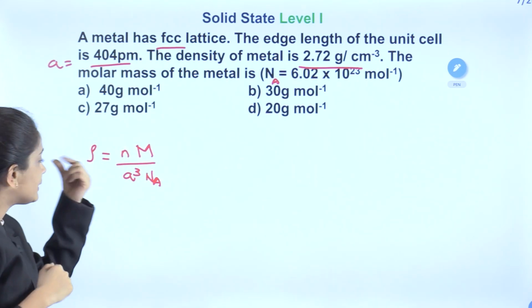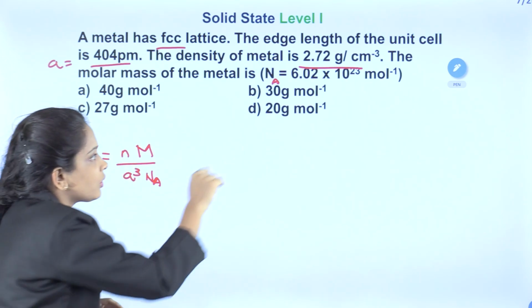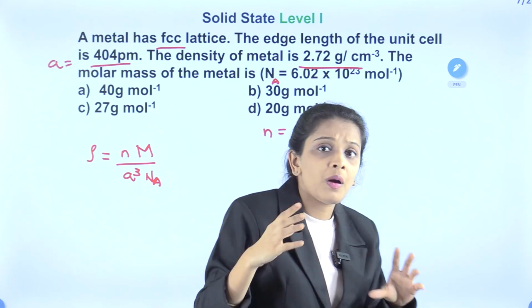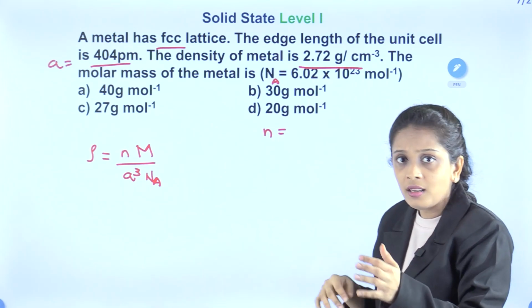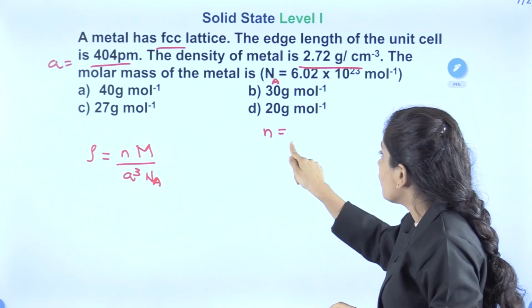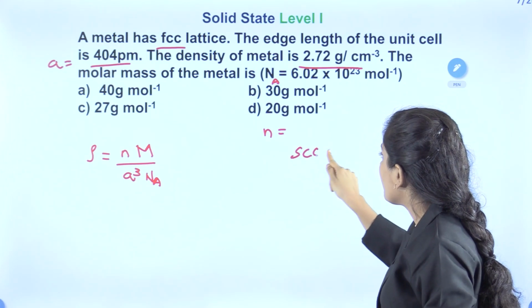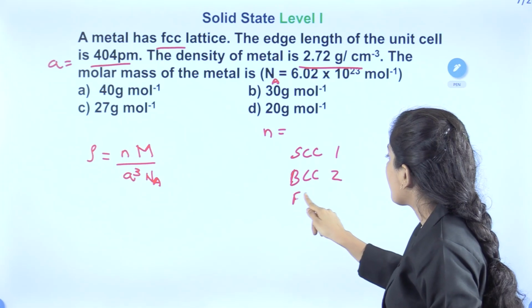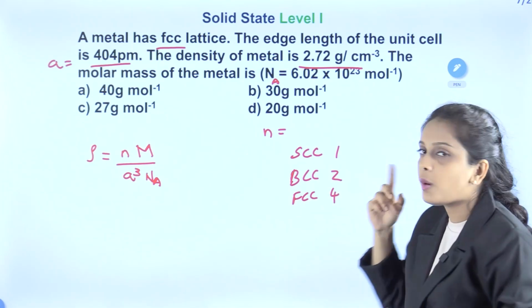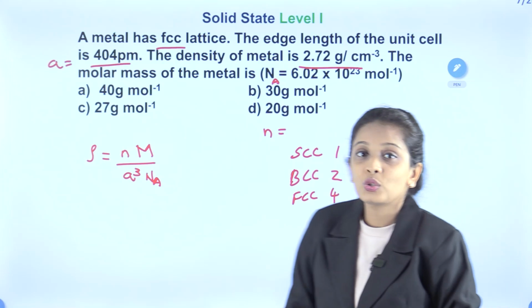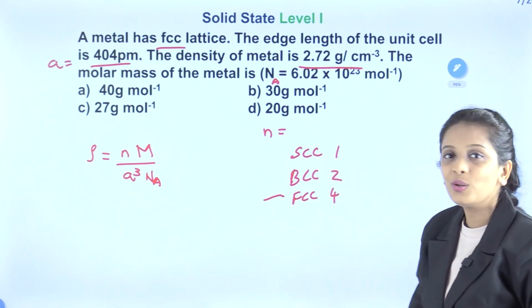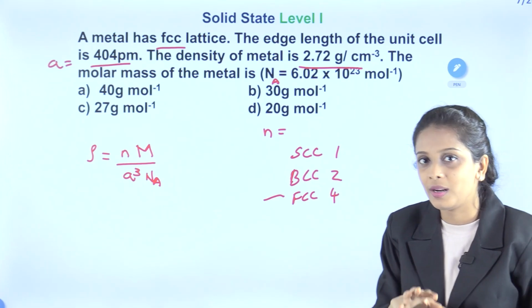So rho is density, and small n is the number of atoms, that is, particles present per unit cell. For that we know that for SCC we have 1, for BCC we have 2, and for FCC we have 4. We have discussed 1, 2, 4. Yes or no? So students, over here the value of n that we are going to take is 4. I am hoping you understood this part very well.